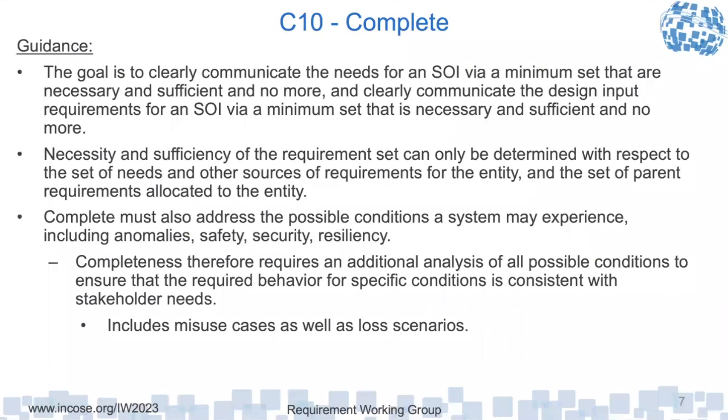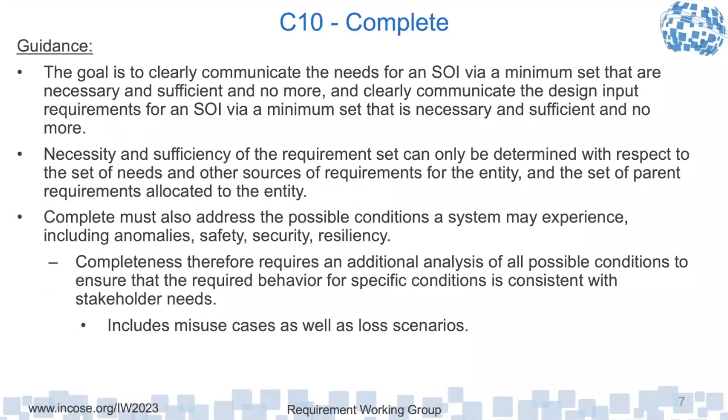A lot of the work that we're doing in collaboration with the Systems Security Engineering Working Group is that people do use cases, but they introduce misuse cases and loss scenarios. That goes beyond nominal and off nominal. In a system security world, if you haven't talked about those other aspects, then you're going to have missing needs and missing requirements. It's really hard to look at a set and determine what's not there. We have checklists and different activities that help us make sure we didn't miss anything when we're doing this.